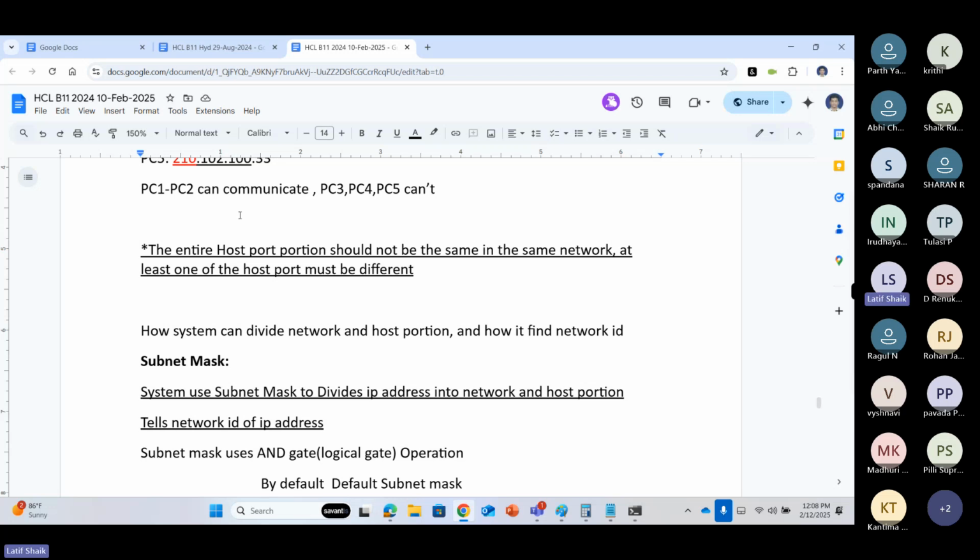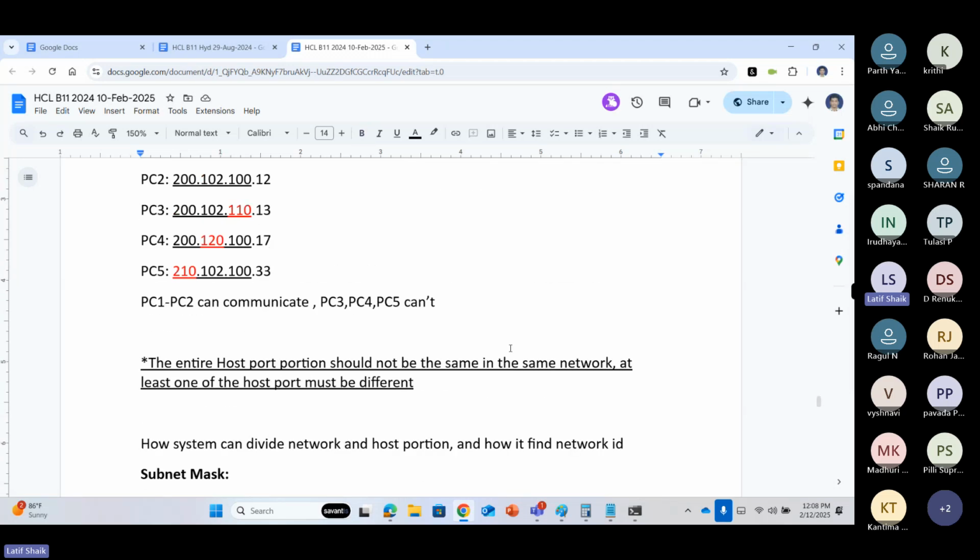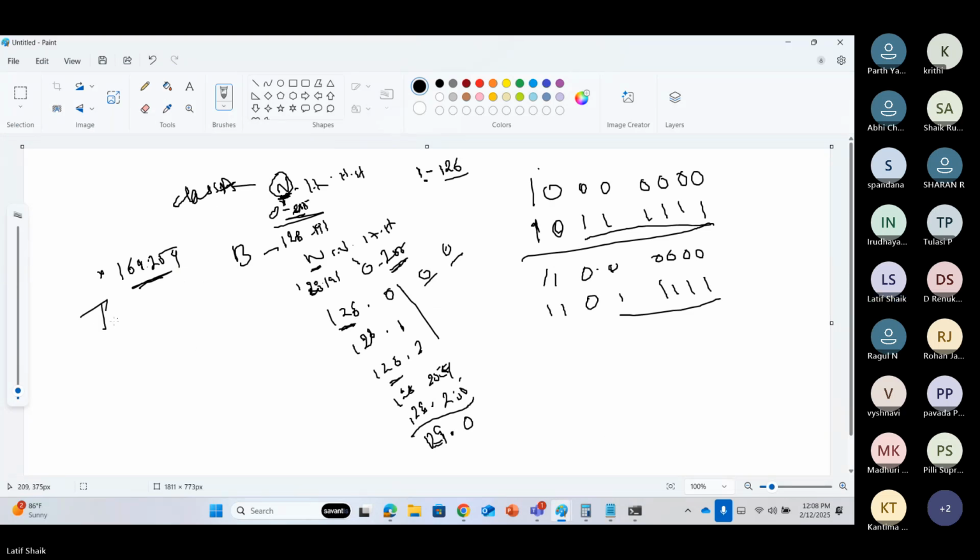Okay, there's the subnet mask. We'll discuss the subnet mask after a small break, because you are also learning for a longer time. Take a break. We'll try to finish the remaining part of this, IP address, subnet mask, default gateways, NAT and PAT afterwards. Okay, take a break. Back at 12:20.